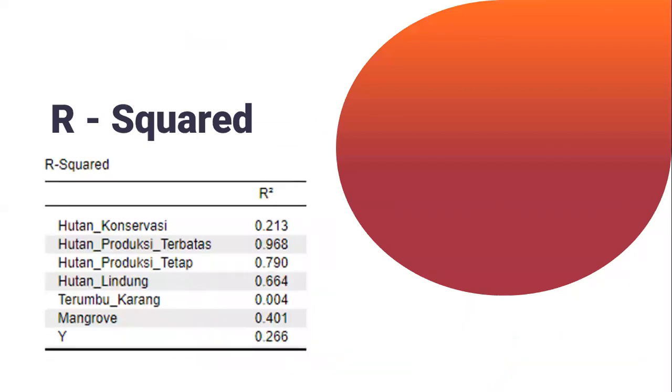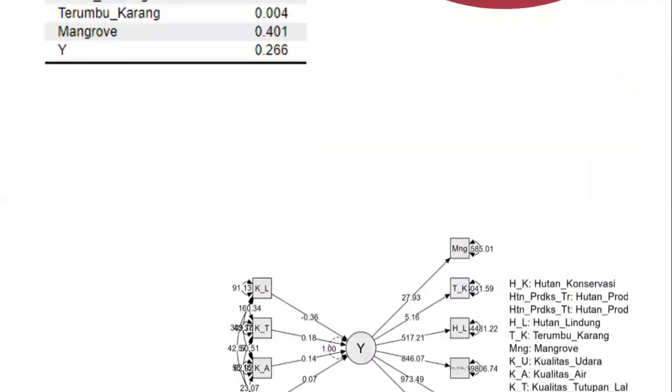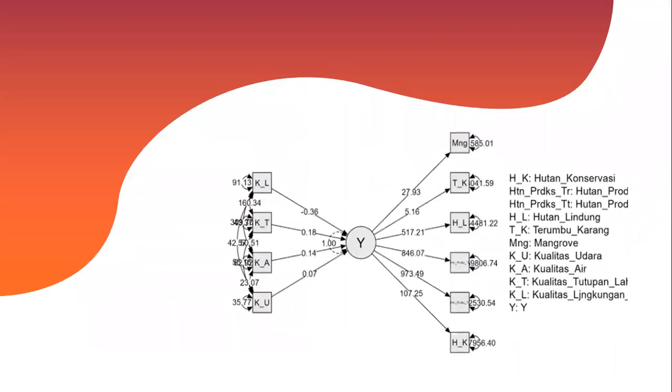And as I said before, the high R squared is given by the variables hutan produksi terbatas and hutan produksi tetap. And this is the MIC model for this research.